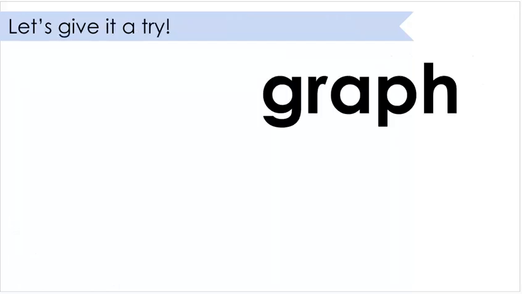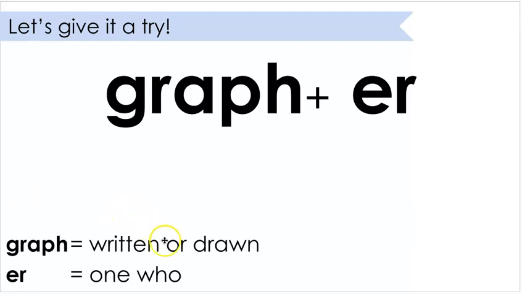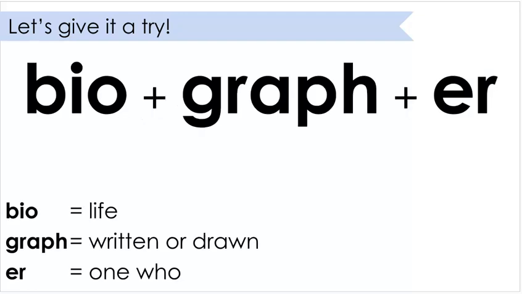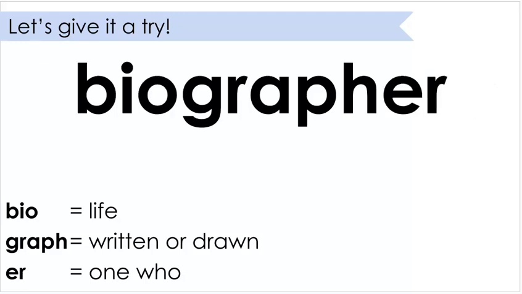So we're going to start with graph. And of course, we know graph means written or drawn. We're going to add er, which means one who. Now the thing is, graph is not a word by itself. So we're going to pull one of our prefixes we've already covered this week, and we're going to add bio, which means life. So if I add bio plus graph plus er, what would our new word be? It's pronounced biographer. Bio meaning life, graph meaning written or drawn, er meaning one who. What do you think that means?